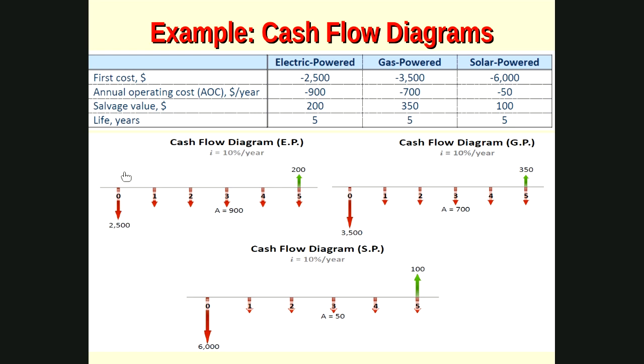So we have the 2,500 first cost, and you see it is an outflow, the arrow pointing down, without even mentioning the sign. You already know it is going to be minus in the formulation. This is only a demonstration of the cash flow. The annual, which is the 900, is placed from year 1 until year 5, and the salvage is placed at year 5 with the 200.